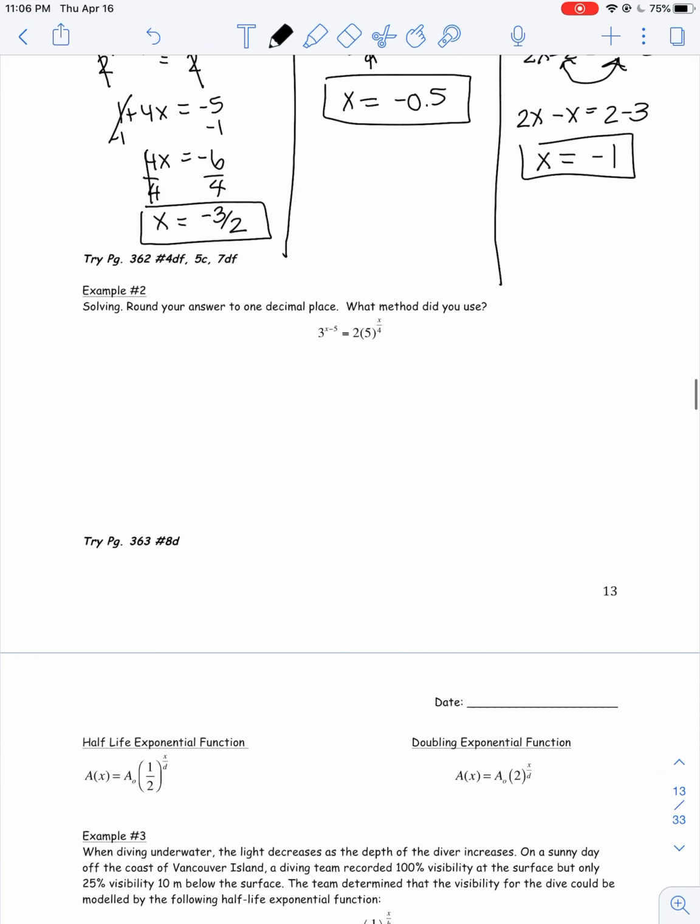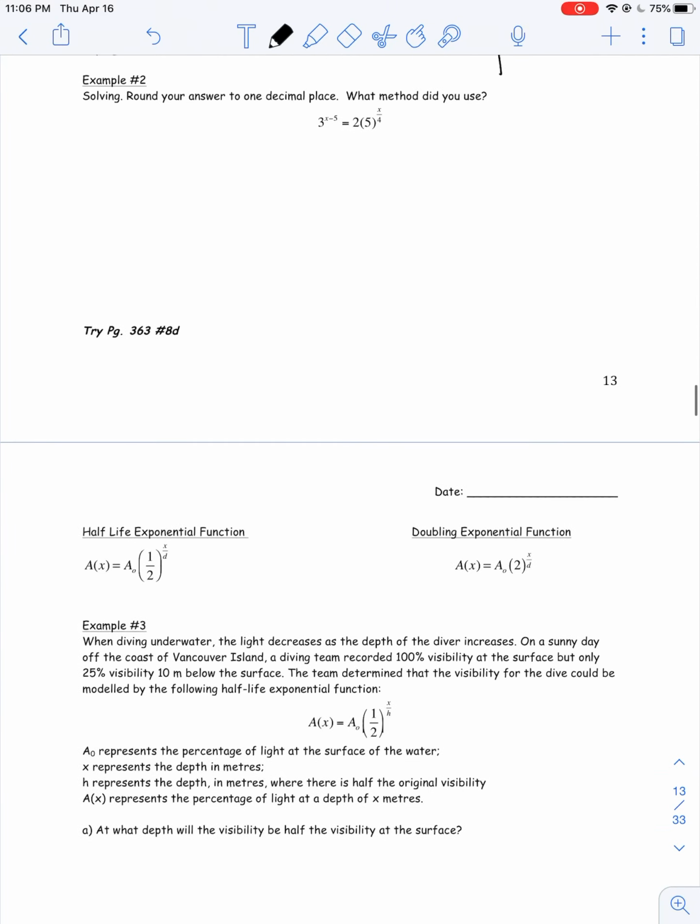Now the next example, example number 2, you can't get the same bases. 3, 2, and 5 do not have bases in common, so you're actually going to have to use your calculator and put this as y1, this is y2, and then you want to graph and find the intersection between the two sides. So that's the other technique.